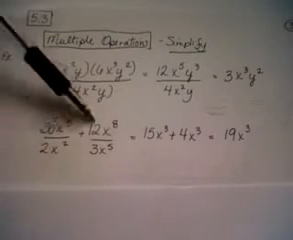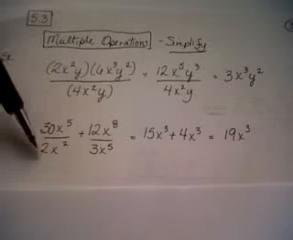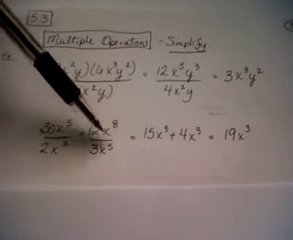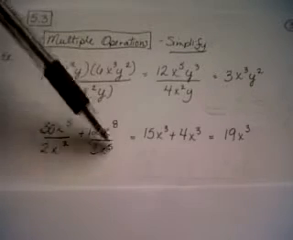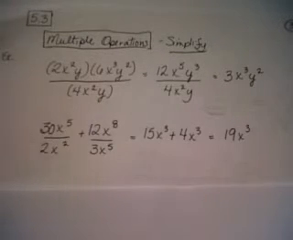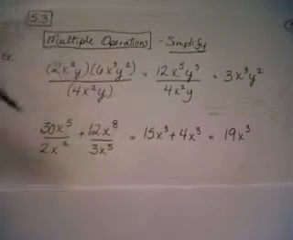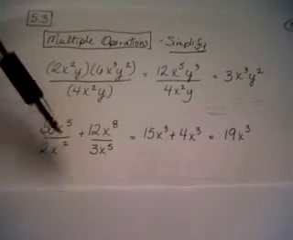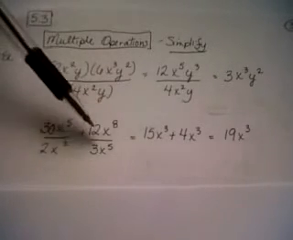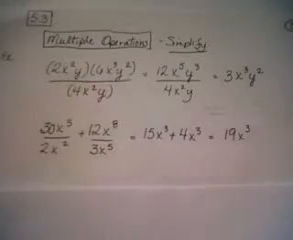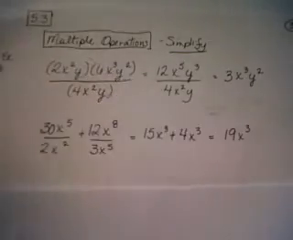And that is different from a problem that looks like this. Well, here I'm going to say this. 30x to the fifth divided by 2x squared plus 12x to the eighth divided by 3x to the fifth. These are not like terms right now, but what I notice is I can do division. So I'm going to go 30 divided by 2 and get 15, and x to the fifth divided by x squared, and that will leave me with x cubed, plus 12 divided by 3, that gives me 4, and x to the 8th divided by x to the 5th gives me x cubed.